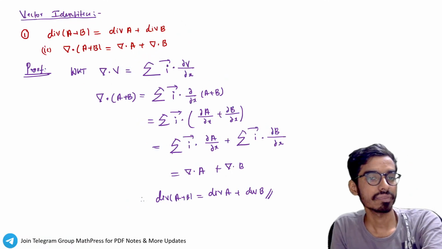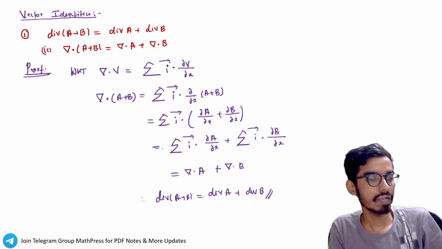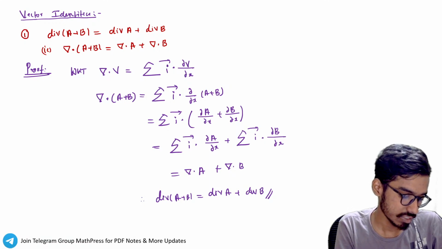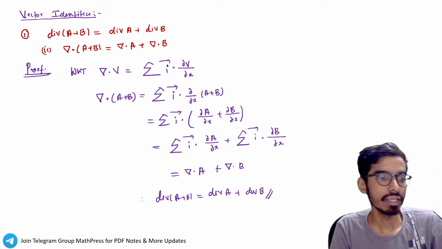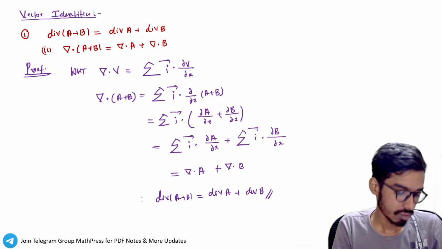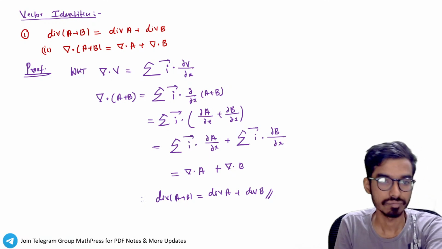Is it clear? As of now we have seen two identities. The first identity is divergence of a plus b is div a plus div b, and curl of a plus b is curl a plus curl b, right? Now we'll move on to the third identity.